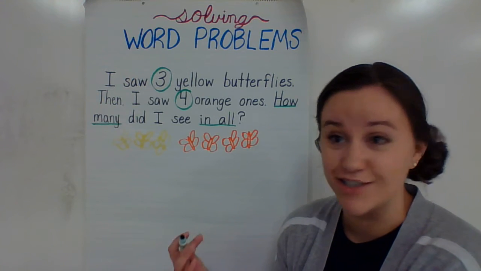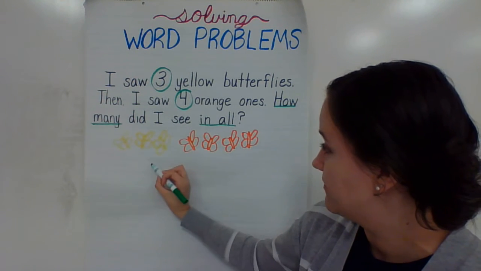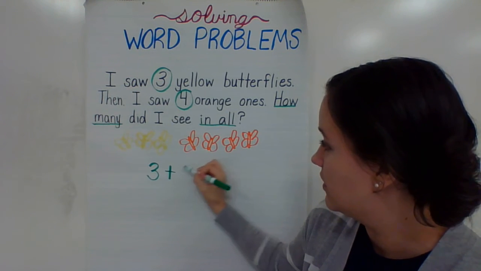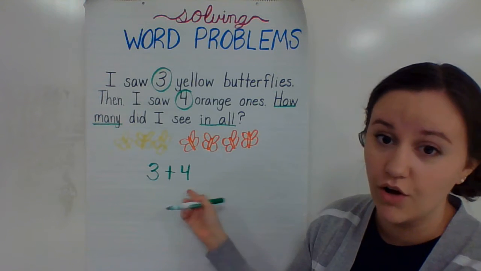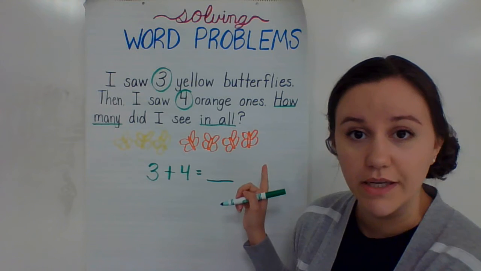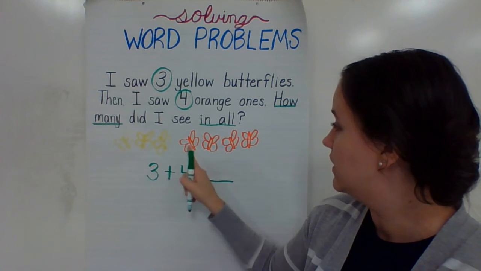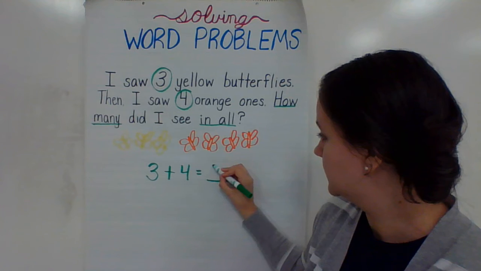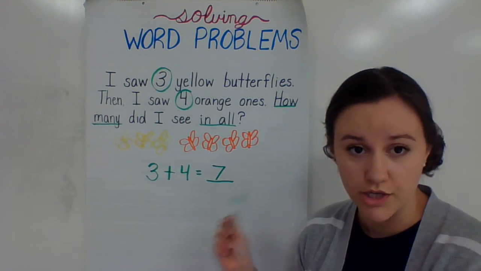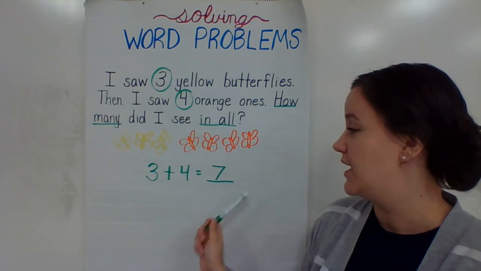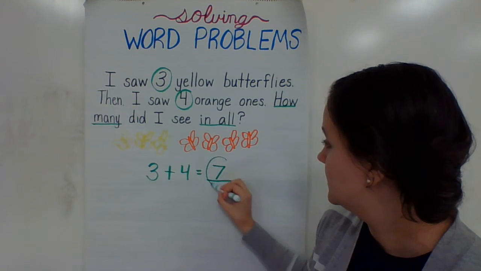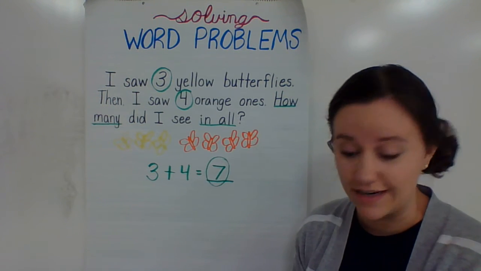So now I'm going to write an addition sentence. I saw 3, and then I saw 4, and I want to know how many in all. That's how I know I'm adding. So then I can count. How many did I see in all? 1, 2, 3, 4, 5, 6, 7. Now I have an addition sentence, an addition equation to match the story problem, and it also gives me my answer. The answer is 7. That's my question: how many did I see in all?